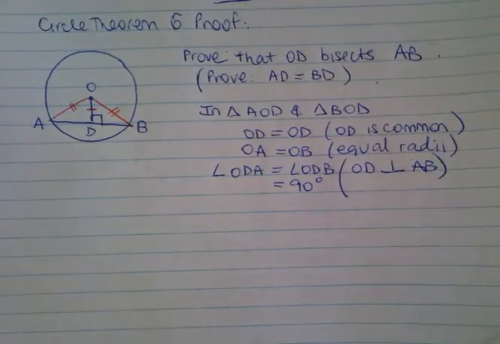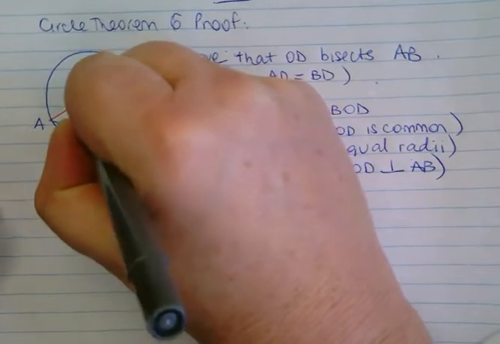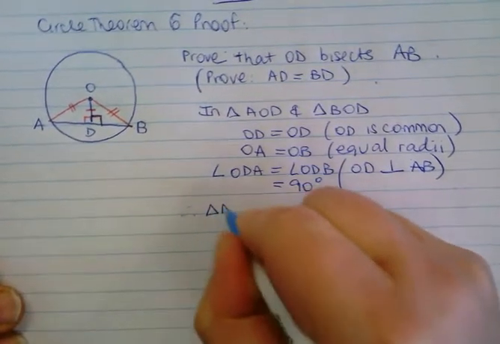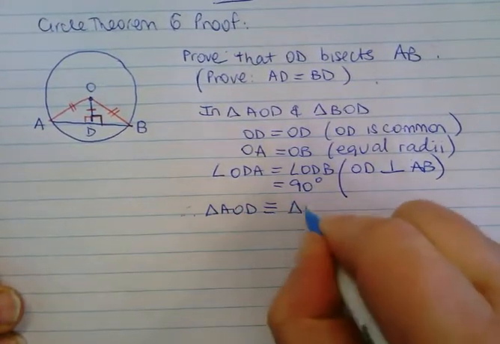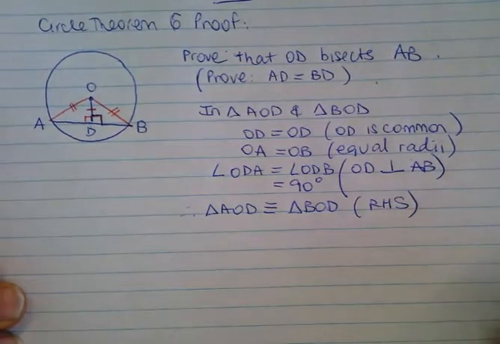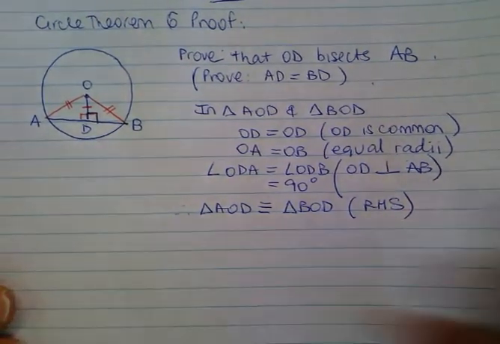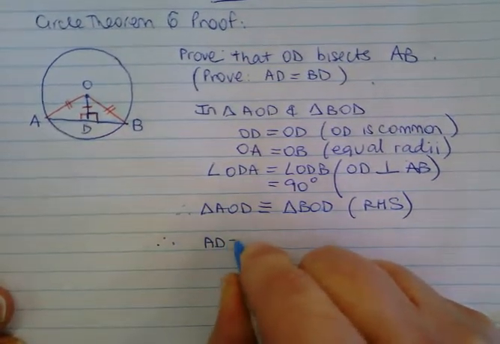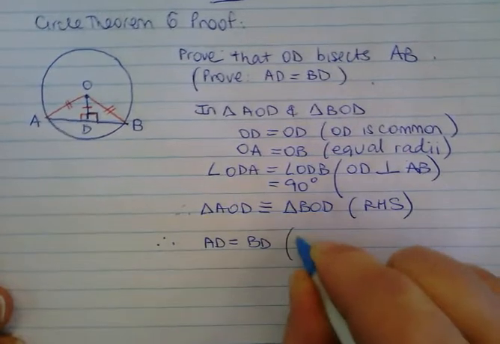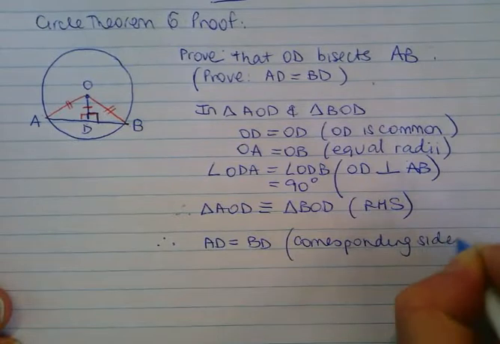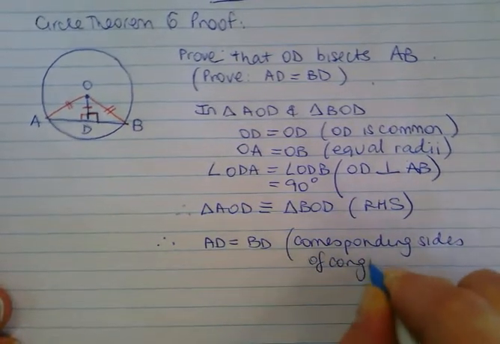Okay, so we've marked in what we know, and it looks like right angle, hypotenuse, and another side. So therefore, triangle AOD is congruent to triangle BOD, and the reason is RHS. So good proof, this one. So therefore, what can I say? That AD equals BD. Corresponding sides of congruent triangles.